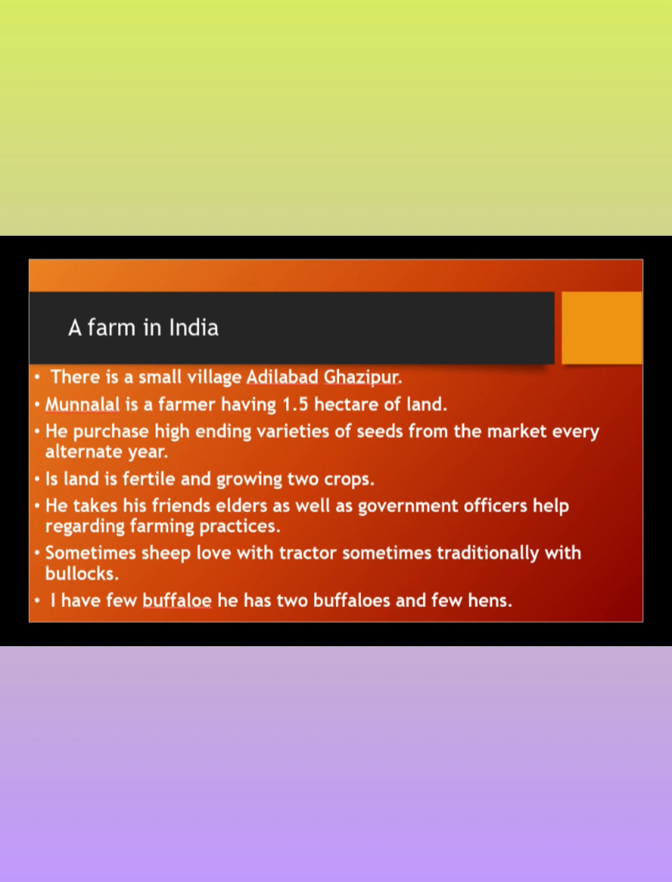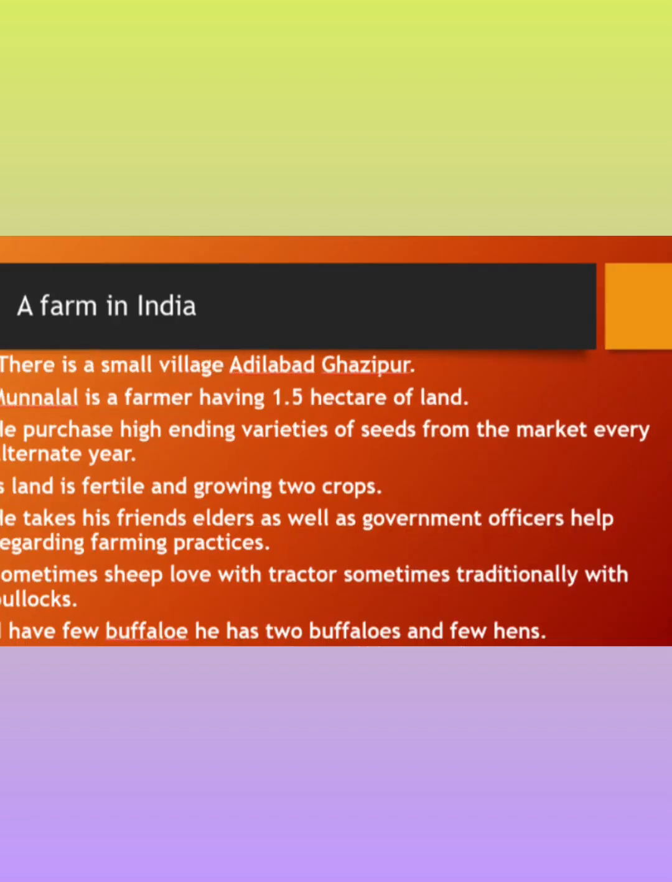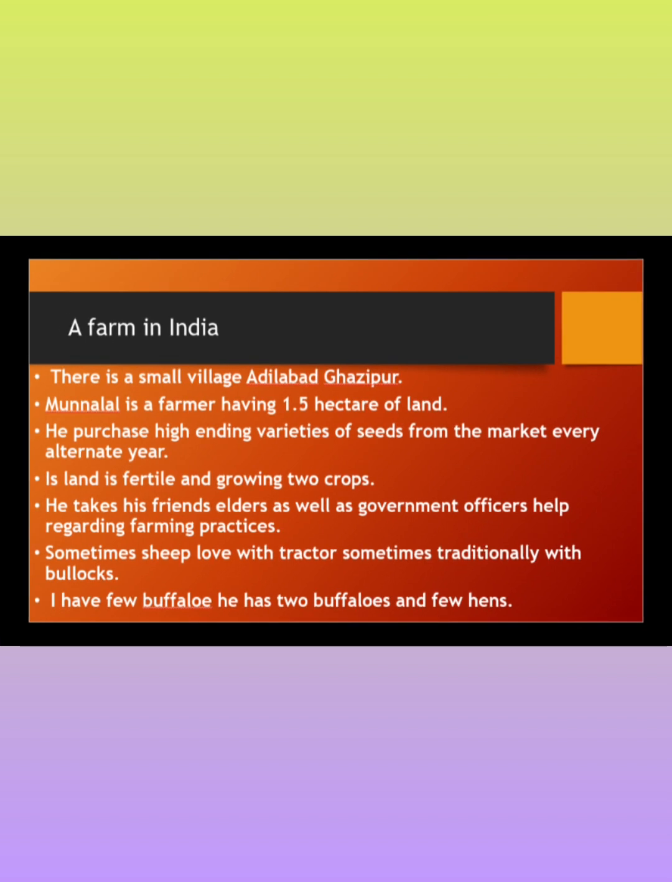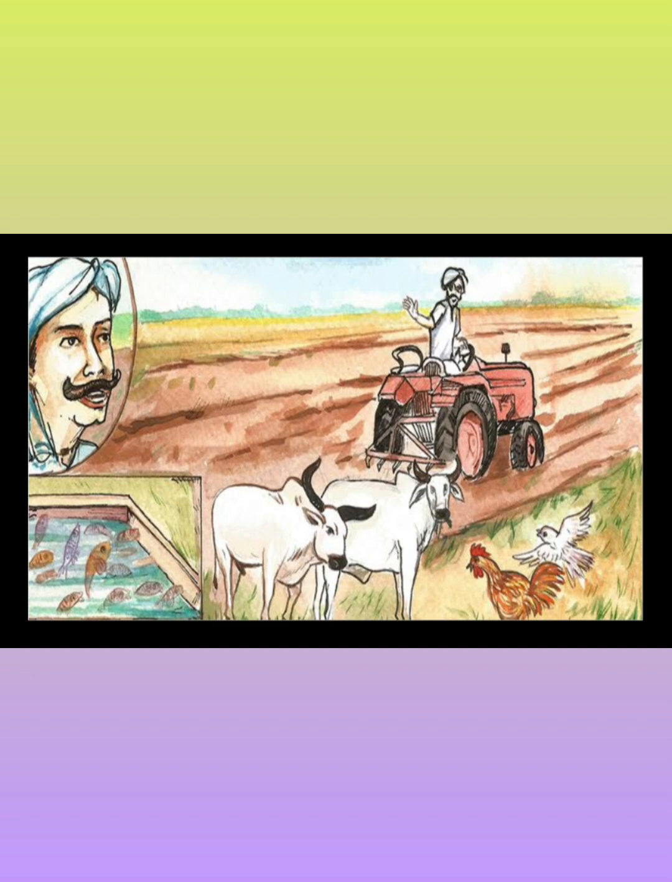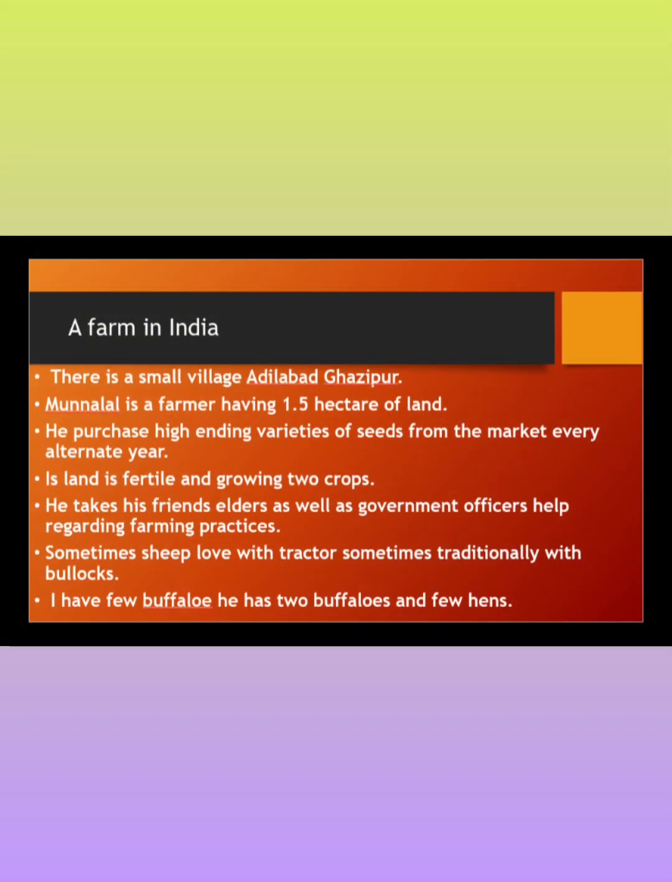He purchases high yielding varieties of seeds from the market every alternate year. His land is fertile and he grows two crops. He takes advice of his friends and elders as well as government agricultural officers regarding farming practice. He takes a tractor on rent for plowing his field, though some of his friends are still using traditional methods of using bullock carts for plowing.